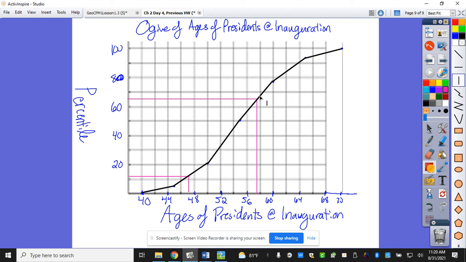One thing I'm really picky about throughout this entire class is if it's not exact, say the word about, and that helps your argument a little bit.